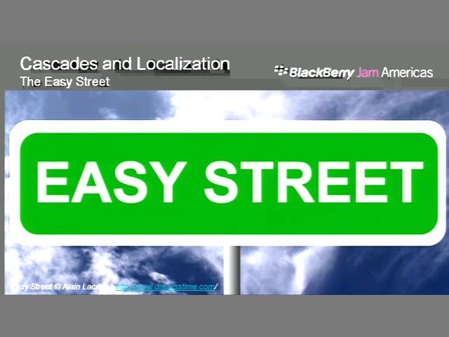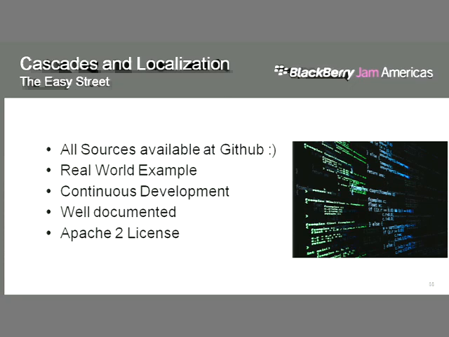Okay, you have seen it is really easy to do translations in Cascades and QML. And if you follow this from the beginning, then it's not much work. And the good thing about all I've demonstrated here is that all these sources are available at GitHub. It is from a real-world example. There's continuous development on this project. It's well documented, and Apache 2 license.